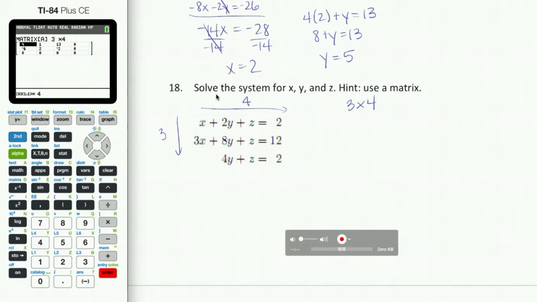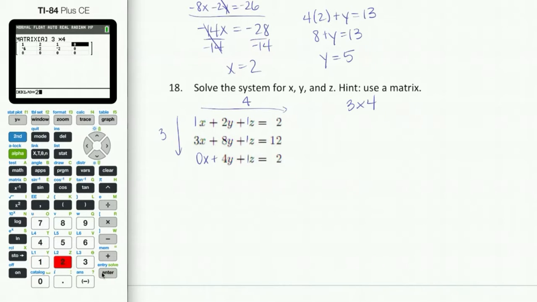So then remember, if there's nothing in front of it, we're going to add a 1. And then on this one, we actually have 0x on that last row. So we need to make sure that we add in that 0. So we're going to have 1x, 2y, plus 1z equals 2. Then we have 3x, 8y, 1z equals 12. Then we have 0x, 4y, 1z equals 2. So got all of our numbers in.